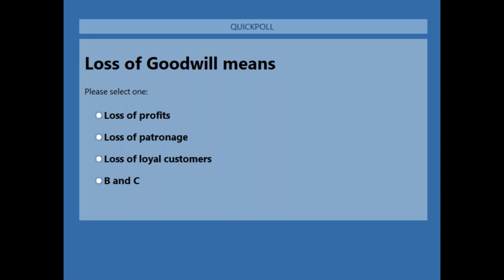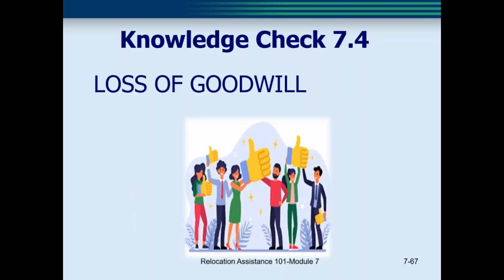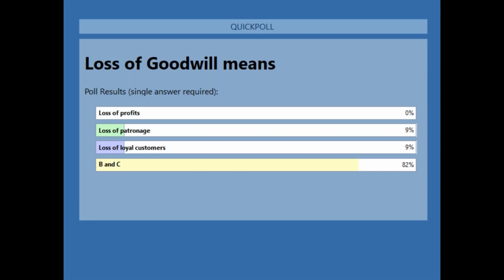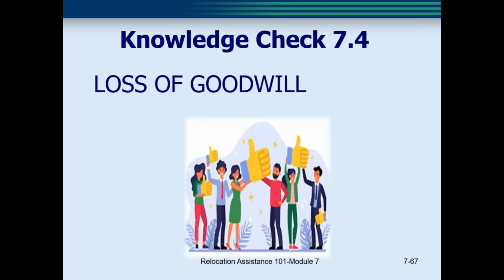Okay, so the first question, loss of goodwill means, is it A, loss of profits? B, loss of patronage? C, loss of loyal customers? Or D, both B and C? And the answer is D. It's both B and C. Remember, it's not about the profits. That's economic loss. It's about the patronage. It's about the customers. That's what they have to prove.